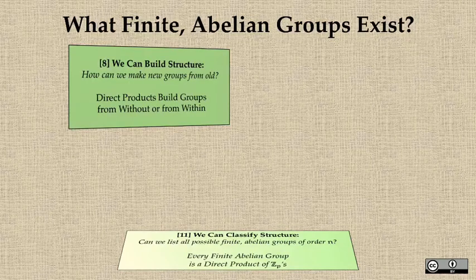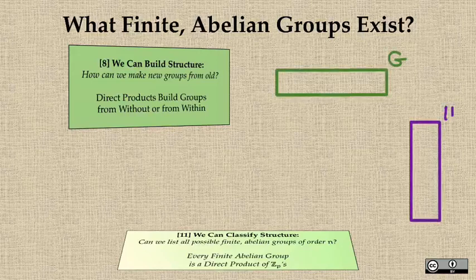The first one that I was planning to start this week is the question about building. How do we build structure? How can I make new groups from old? If I have old groups that are easy to understand, how do I smush them together to form more complex new groups that have more interesting structure? And that's this idea of a direct product structure.